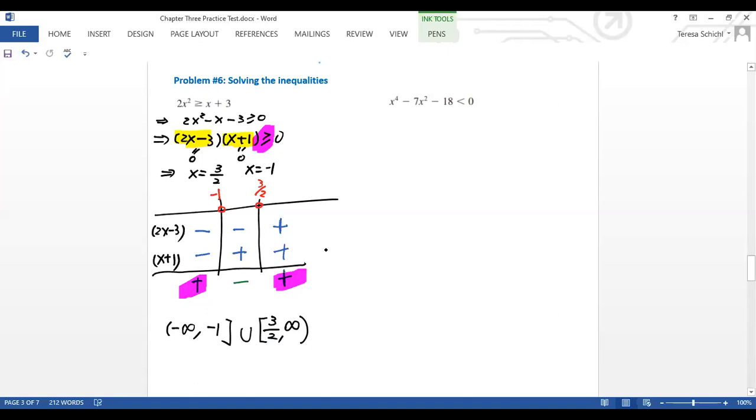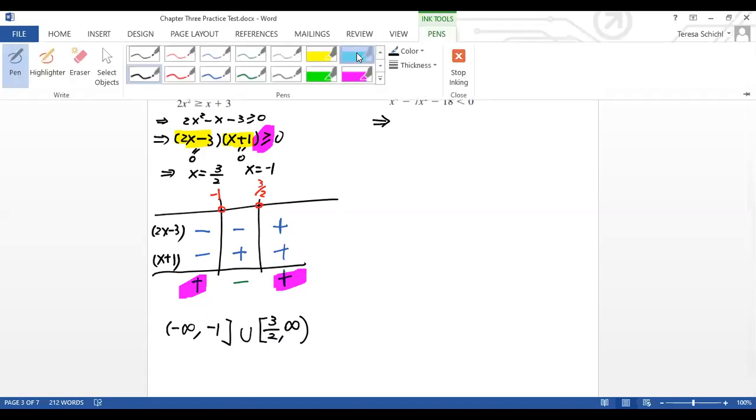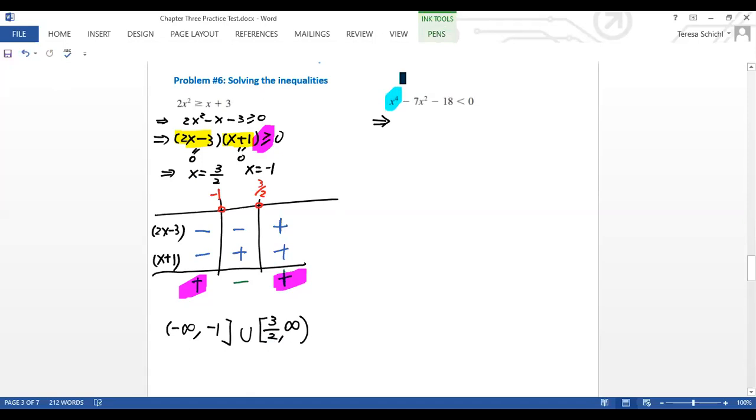Now it's pretty easy, right? So like I said, in solving inequalities, the hardest part is to try to factor. So now for this one, let's start factoring. So x to the 4 is x squared times x squared. That's not too bad.